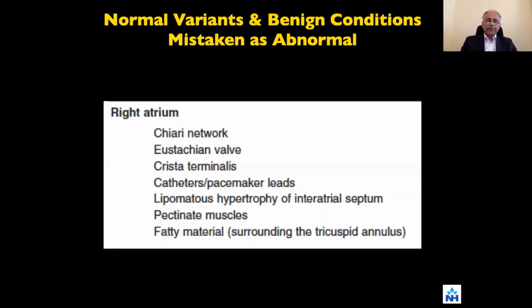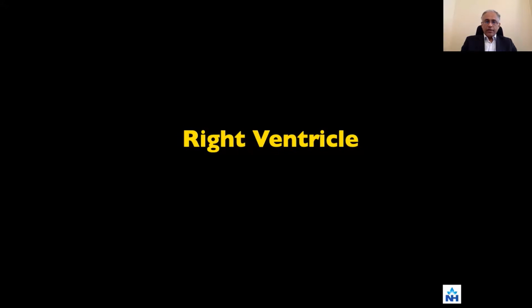So to summarize, as far as the right atrium is concerned, you have the Chiari network, which you've seen, the Eustachian valve, the Crista Terminalis, the catheters and pacemaker leads, then the lipomatous cells, the interatrial septum I'll come to later, then the pectinate muscles, the right atrial appendage, not generally seen on transthoracic echo but can be seen on TEE, and then the lipomatous deposition in the tricuspid annulus.